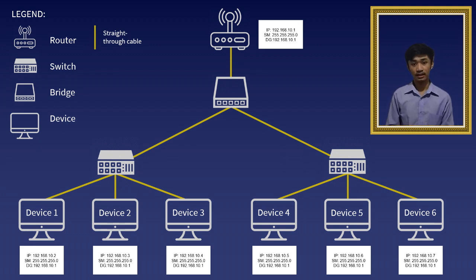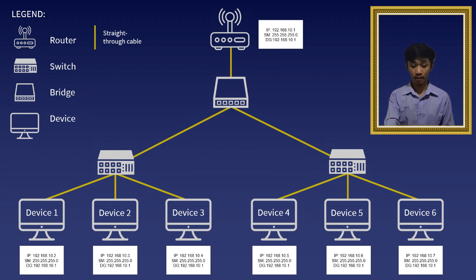And lastly, the cable. We use straight-through cable because all of these network devices are not the same type. We can only use crossover cable if we want to create a peer-to-peer network, meaning if we want to connect device 1 to device 2. And in our network, that is not the case. That is why we use straight-through cable.